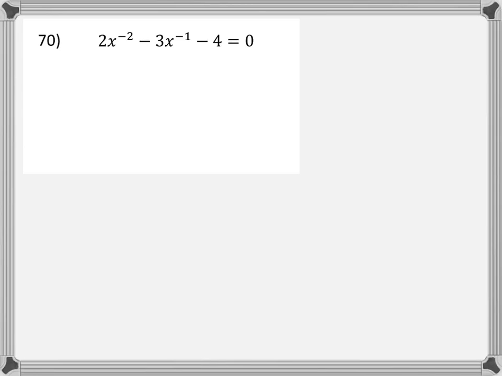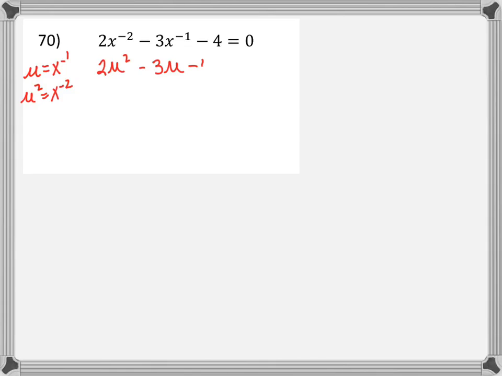Okay, we have another example. 2 times x to the negative 2 power minus 3 times x to the negative 1 power minus 4 equals 0. Now, we could write this as a rational equation, but we could also recognize that this is in quadratic form. I could set u equal to x to the negative 1 power, and then u squared will be x to the negative 2 power.